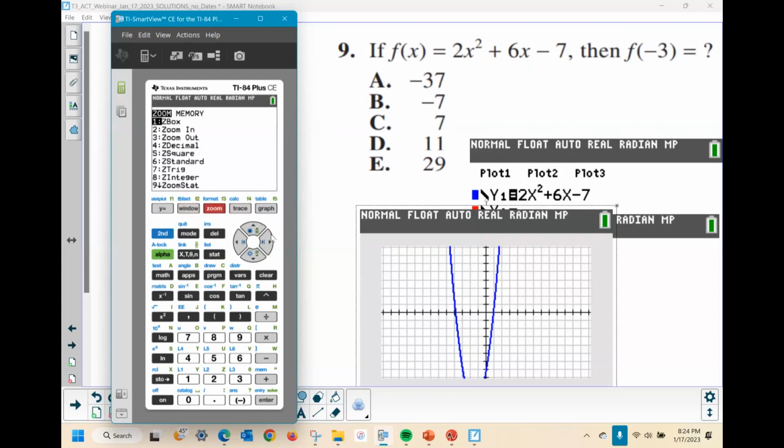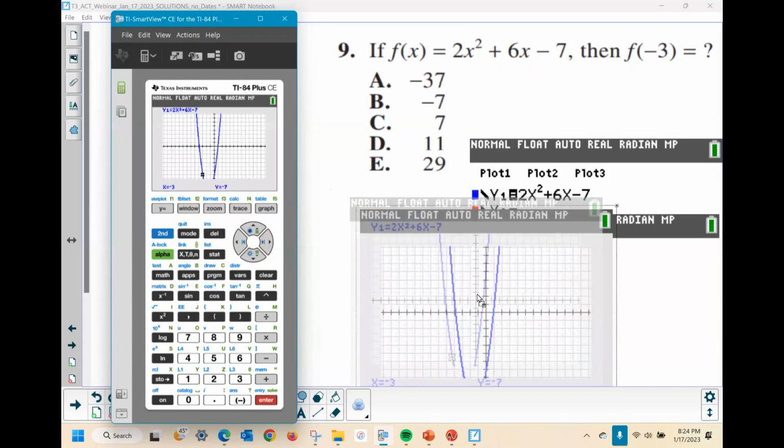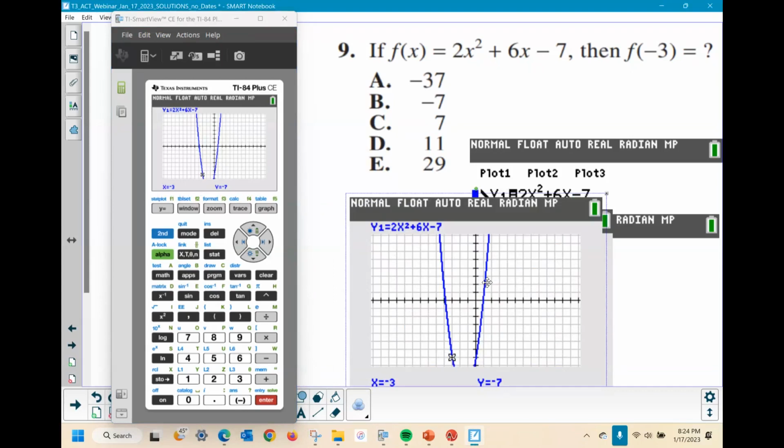If I do zoom memory and go back to zoom recall or zoom previous, I'll get my previous window. And then, like you said, Jeff, it goes by 2/10 instead of 1/10. So if I'm in trace, I just type the number I want to go to. It assigns that for X, and then it'll give me the value -7. So that's one nice way of evaluating a function, right on the graph.